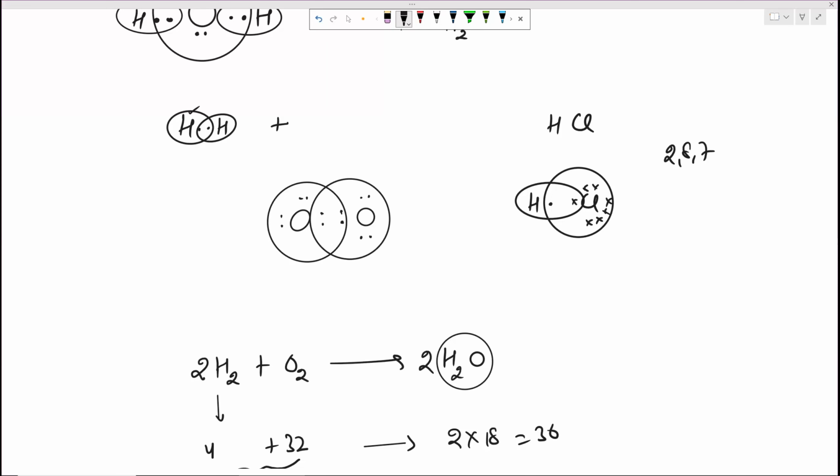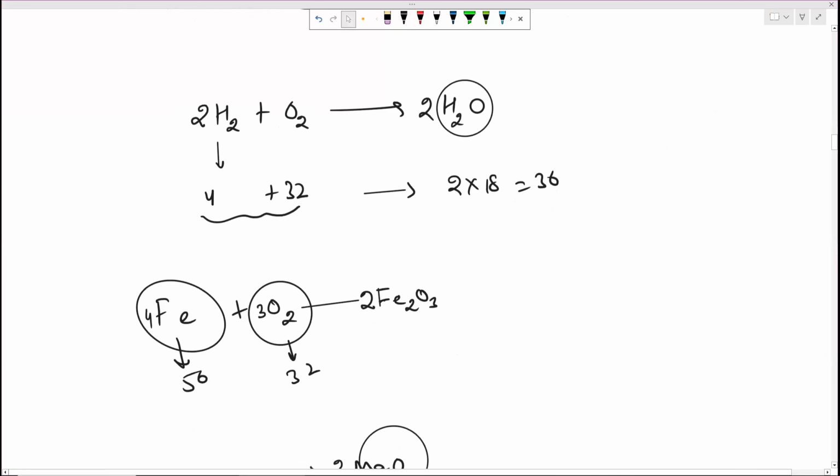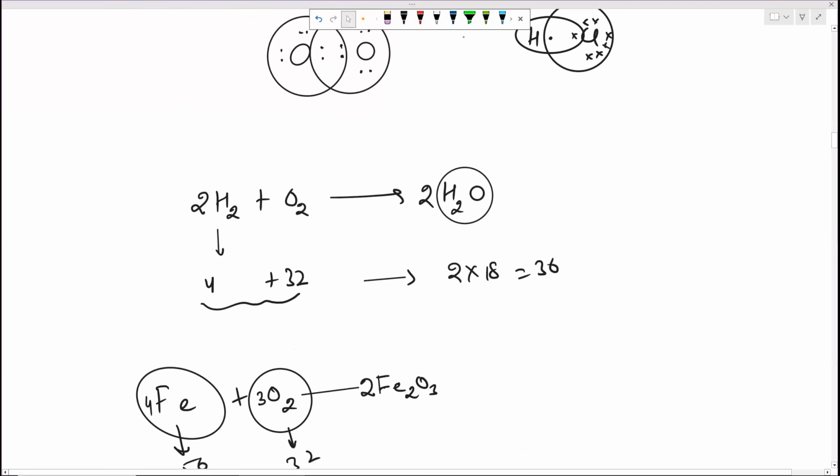And I have already taught you that hydrogen does not exist independently. It exists in the form of H2.